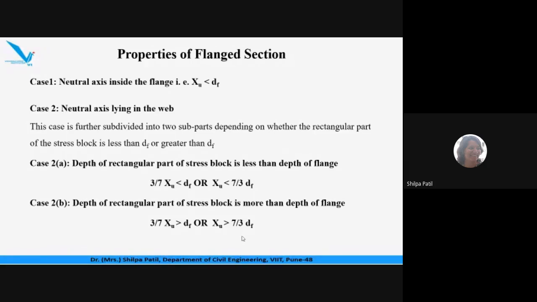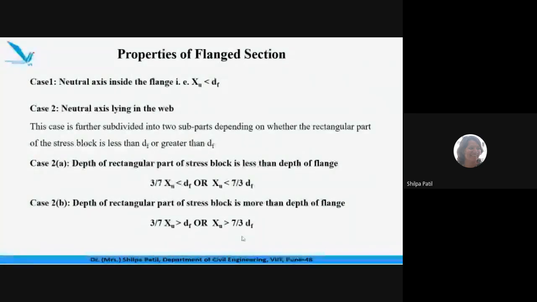Accordingly, we calculate the moment of resistance. That moment of resistance, we call it Mu1, because that value is for our first assumption that the neutral axis lies in the flange. And we compare that Mu1 with the bending moment acting on the beam. Now, if this Mu1 is greater than the bending moment acting on the beam, then our assumption is correct, and we proceed further by considering xu less than Df. But if Mu1 is coming less than Mu, it indicates that our neutral axis will lie in the web.